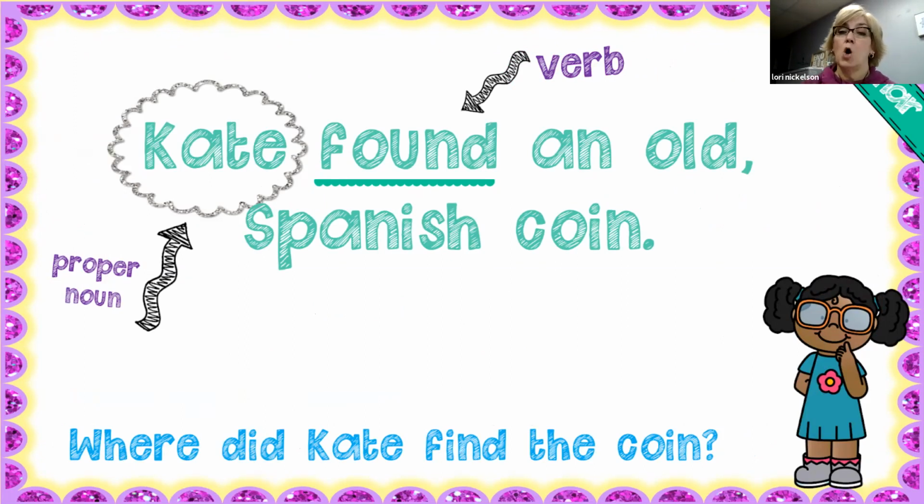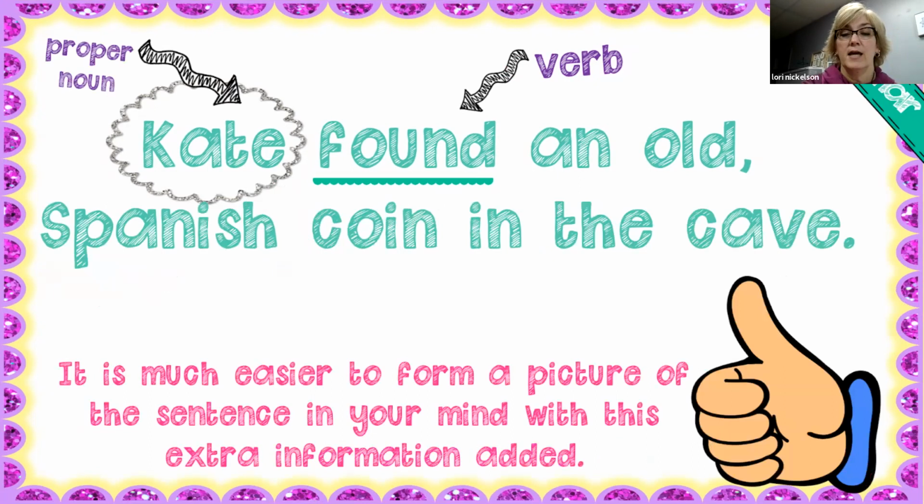Kate found an old Spanish coin. So what words did we add there? We added old and Spanish, and that describes the coin, right? Where did Kate find the coin? Well, we've got the proper noun Kate. We've got our verb found. Now we've added a prepositional phrase, in the cave, to our sentence. So now we've got Kate found an old Spanish coin in the cave. So it's much easier to form a picture of this sentence in your mind with this extra information added.